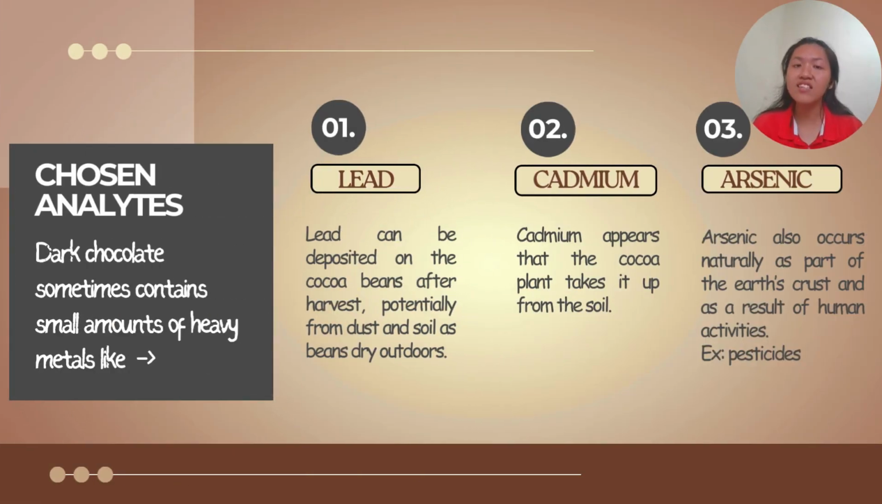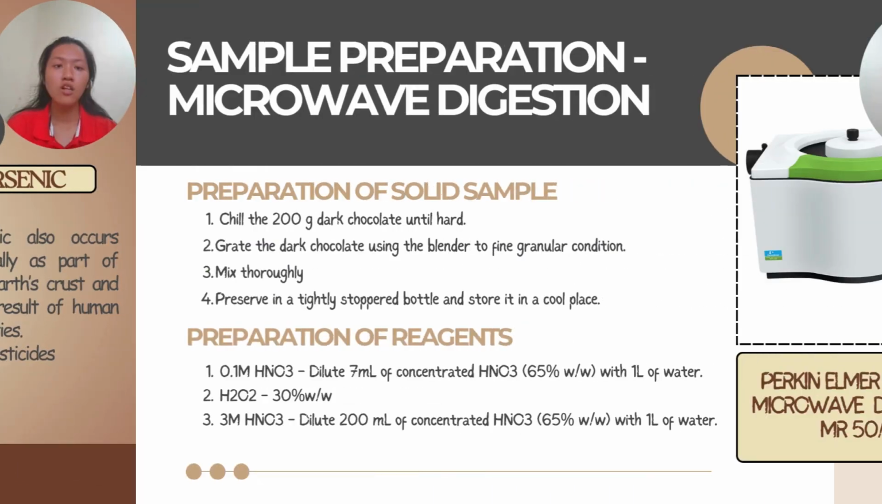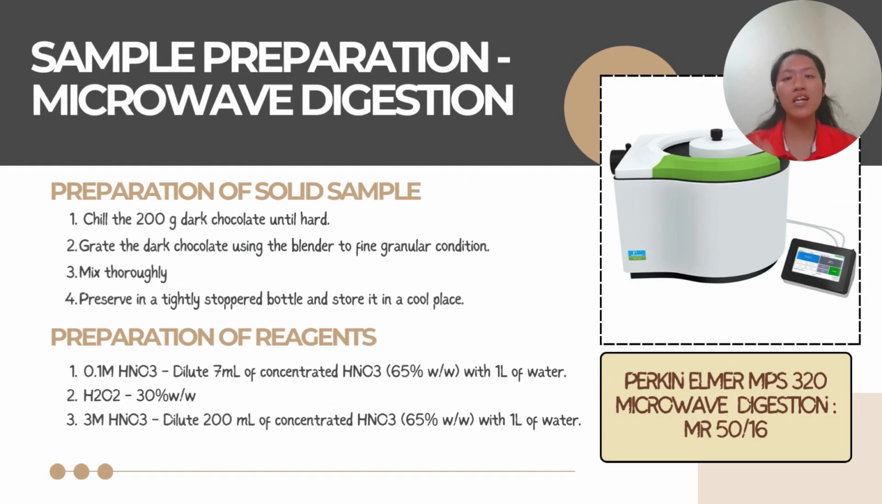So these are the analytes that we chose for this analysis, which are lead, cadmium, and arsenic. For the sample preparation, we use microwave digestion. For the preparation of the solid dark chocolate sample, we chill the dark chocolate until hard and then grate it using the blender to a fine granular condition, mix it, and then preserve it in a tightly stoppered bottle and store it in a cool place.